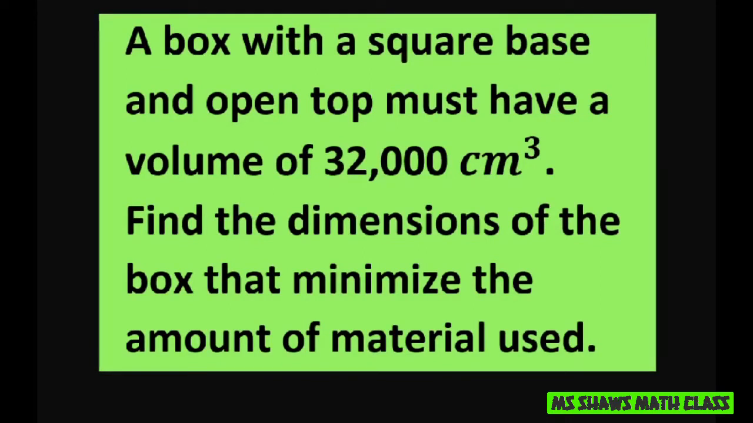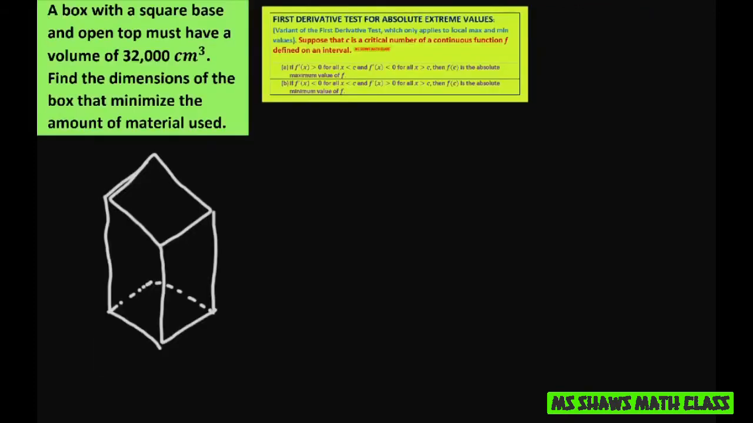Everyone, a box with a square base and open top must have a volume of 32,000 centimeters cubed. We're going to find the dimensions of the box that minimize the amount of materials used. So basically it's an open top here.